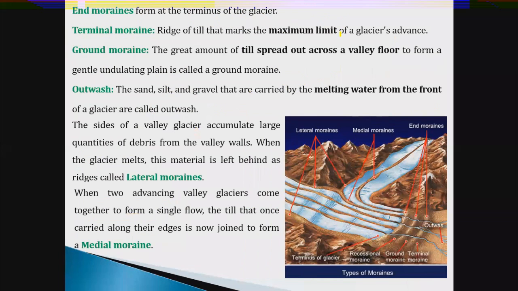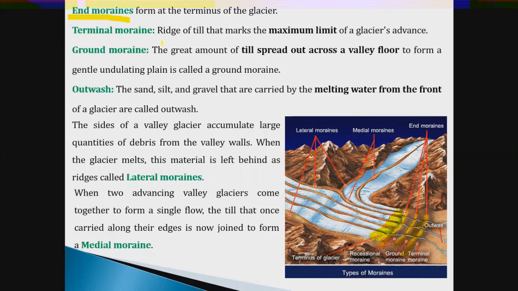Now let us discuss the end moraine. You can see in the image, they are known as end moraines. They are formed at the terminus of the glacier. When the glacier advance ceases, the different shapes of the till over here are called the end moraine. Now, what is the terminal moraine? This last shape of the till is known as a terminal moraine.